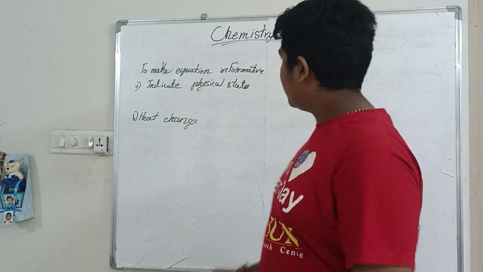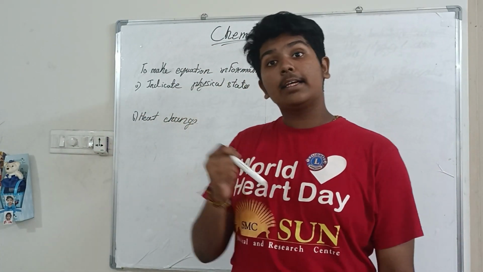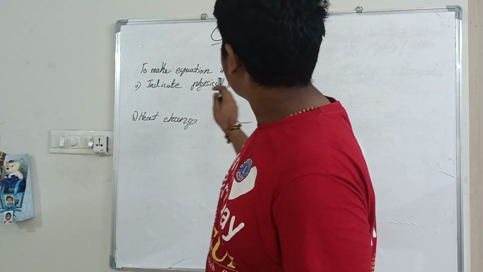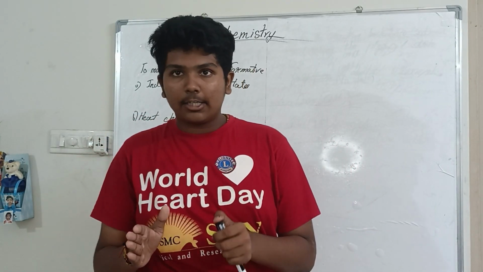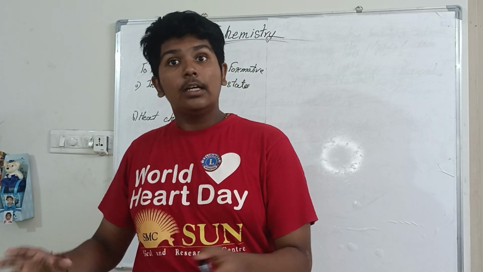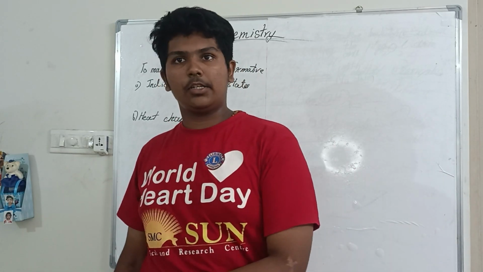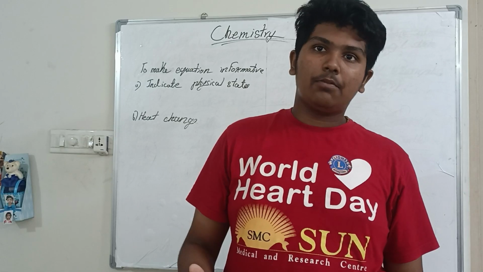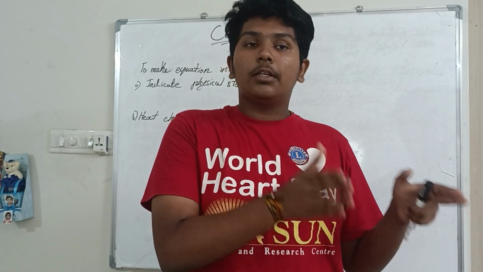So here, how do you make a balanced chemical equation informative? You all know what a balanced chemical equation is, right? That is, the number of different types of atoms in the reactants is equal to the number of atoms in the products, right? That is, LHS is equal to RHS. So how do you make it more informative? Like how do you tell what this element is? Is it a solid? Is it a liquid? Is it an aqueous solution? So how to make it like that?